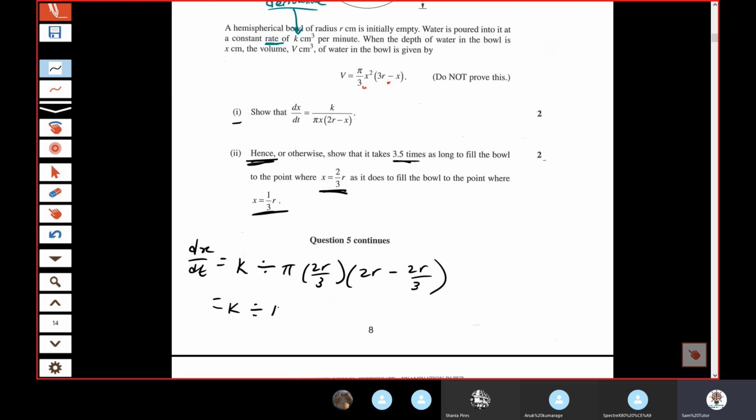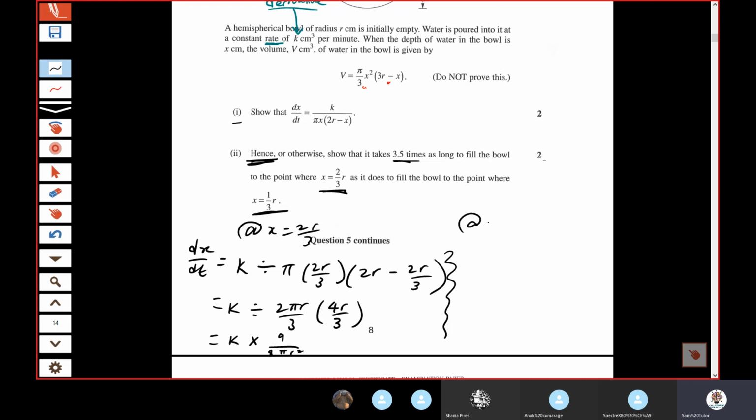Divided by 2 pi r on 3. What's 2r take away 2r on 3? Well, what's 2 take away 2/3? It should be 4 on 3, 4/3. And k times 3 times 3 is 9 on 2 times 4 is 8 pi r squared. We're okay with that? I'm just going to write at x equals 2r on 3.